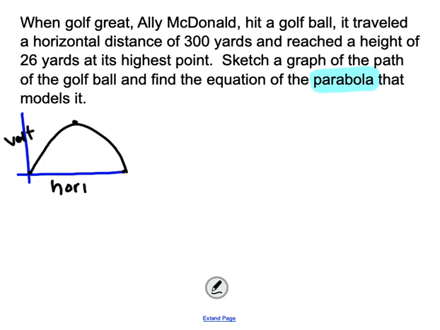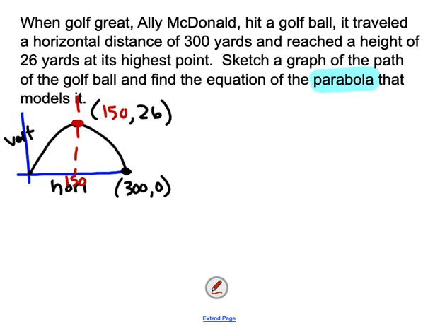If it travels a horizontal distance of 300 yards, this data point right here will be (300, 0), because it's gone 300 yards away and it's not in the air anymore. Now the vertex, the highest point, it says it's at a height of 26 yards, so that would be the y value. In math, parabolas are symmetrical, so the x value of the vertex would be half of 300. So I would say the vertex for this parabola is (150, 26).